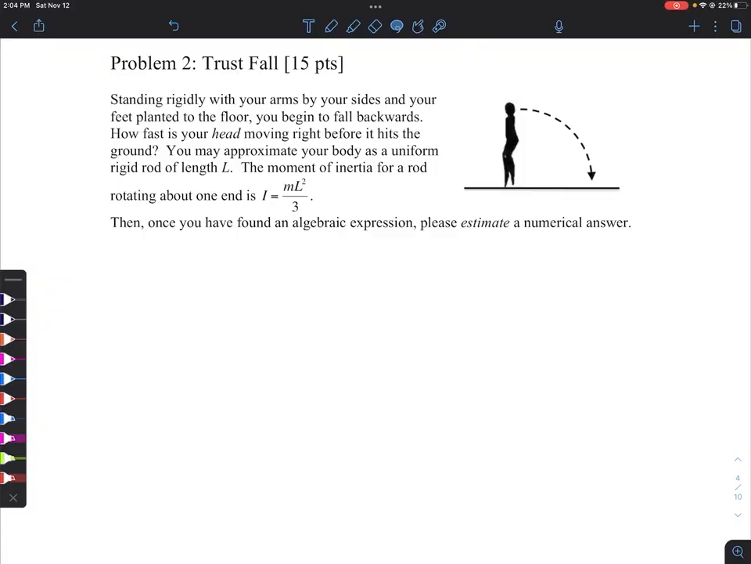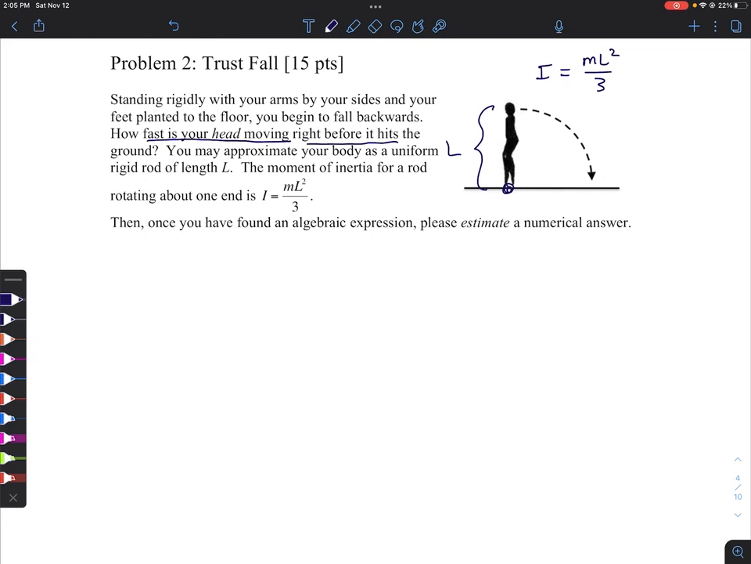Standing rigidly with your arms by your sides and your feet planted to the floor, you begin to fall backwards. How fast is your head moving right before it hits the ground? You may approximate your body as a uniform rigid rod of length L, and the moment of inertia for a rod rotating about one end is mL squared over 3. Then, once you've found an algebraic expression, please estimate a numerical answer.